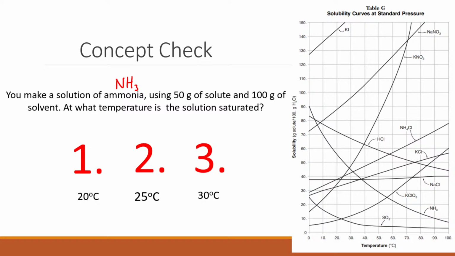Here, let's look at what they give us. They give us ammonia, NH3. That is this line here. They give us 50 grams of solute. That's right here. 100 grams of solvent means we're just using this y-axis as written. Saturated means we want it to intersect on the line.